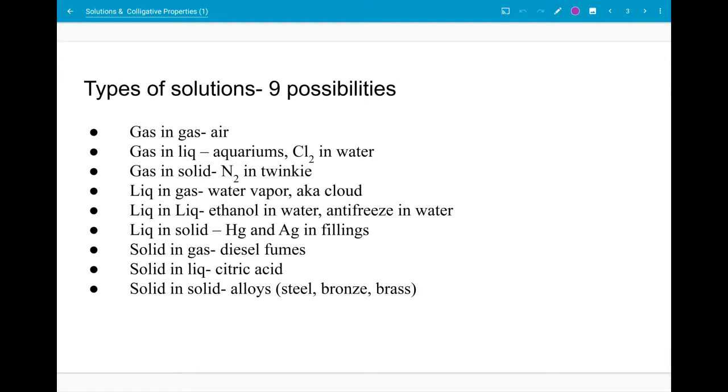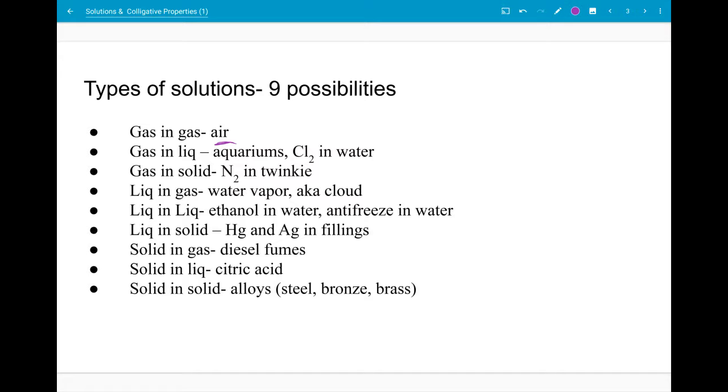So if we look at what we've done, we've talked about states of matter, and there are three main states of matter. These are all the different combinations we could come up with for different types of solutions. So a mixture of gases could be air. A gas bubbled into a liquid could be like an aquarium, or chlorine bubbled into water at a water treatment plant. Gas in a solid could be like nitrogen in a Twinkie. It makes it kind of spongy. Or think about the Jet-Puffed marshmallows.